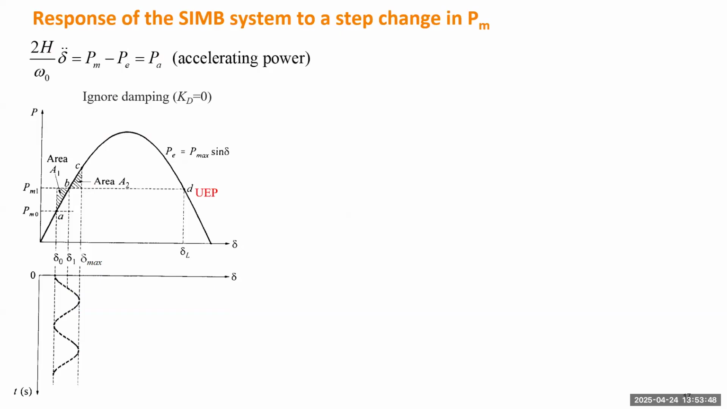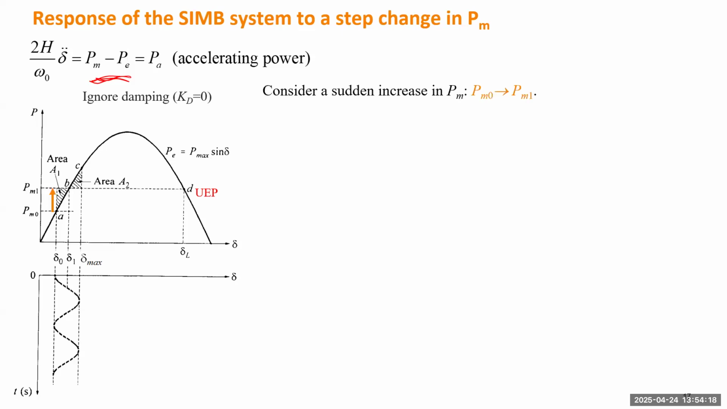So now let's see what happens on a single machine infinite bus system subjected to a step change in mechanical power, for example. We studied this one in the small signal stability session. We define the gap between the mechanical power and electric power as the accelerating power, PA. This is like the force in Newton's second law that determines how the angle speeds up.